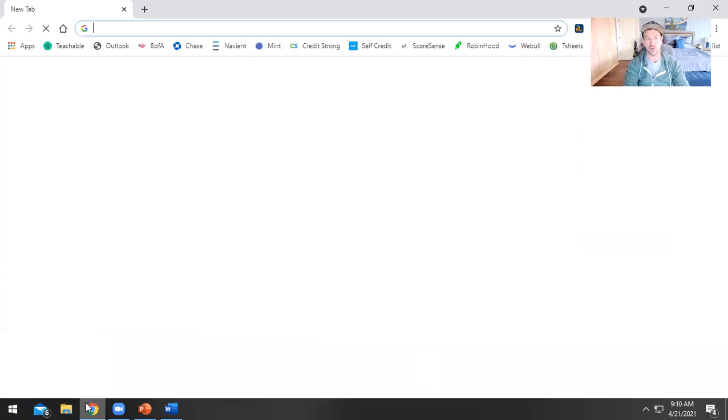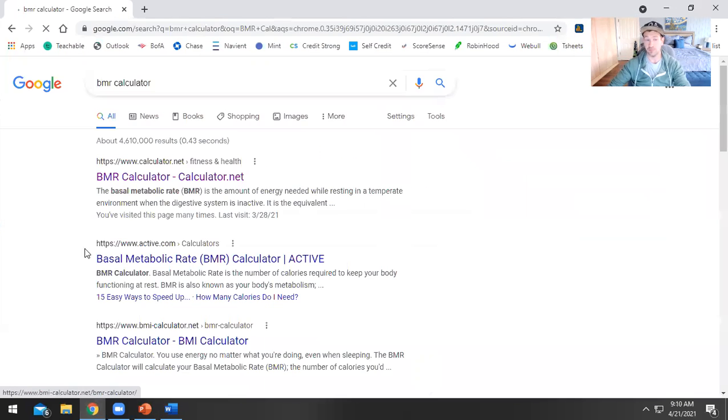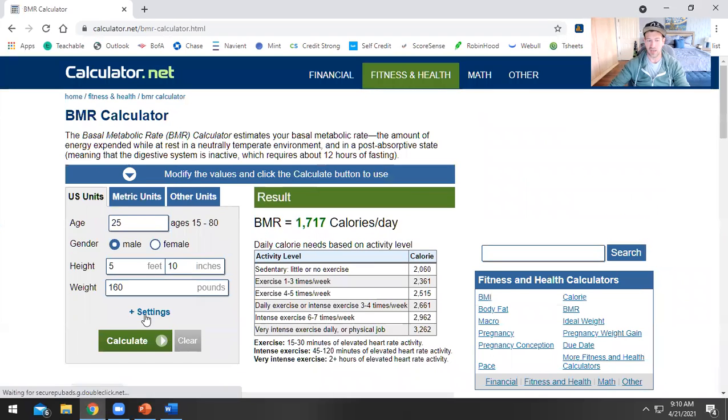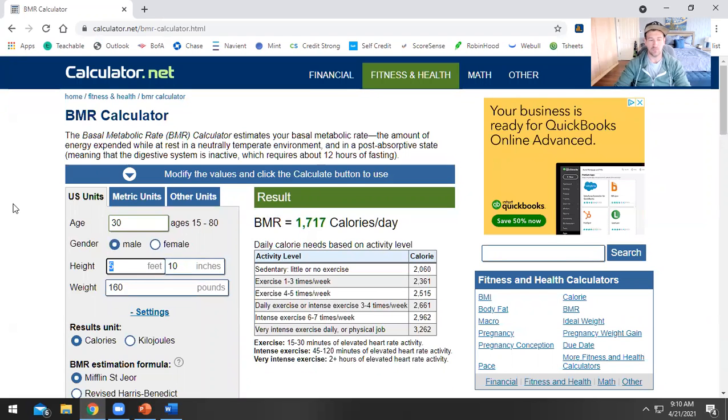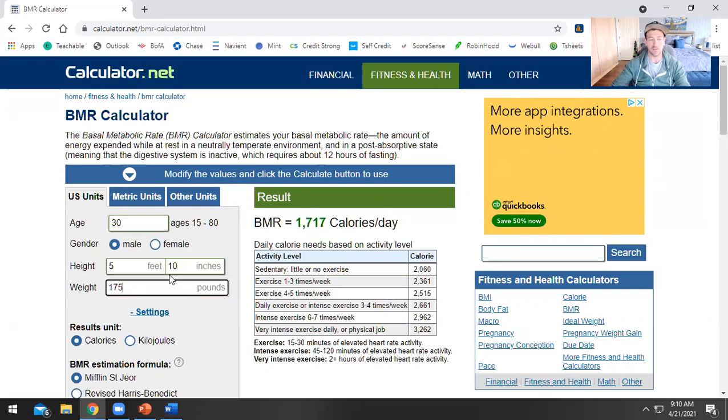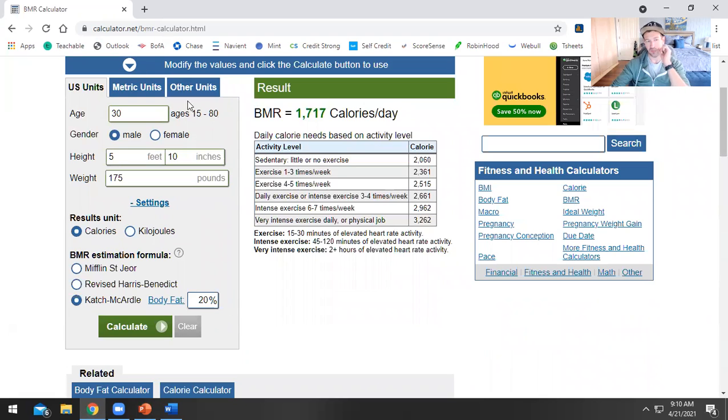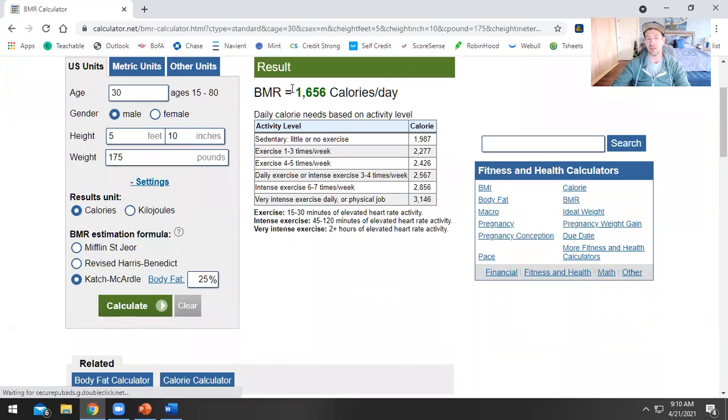So if we consider, let's just go to a BMR calculator here. BMR, basal metabolic rate, is very, very different than BMI, which is body mass index. Let's say we got a 30-year-old client, 5'10", 175 pounds. We're going to use the Ketch-McArdle formula, which takes into account their body fat percentage. So let's say this 5'10" person, 175 pounds, has 25% body fat. If we hit calculate here, they are going to be burning 1,656 calories every single day.